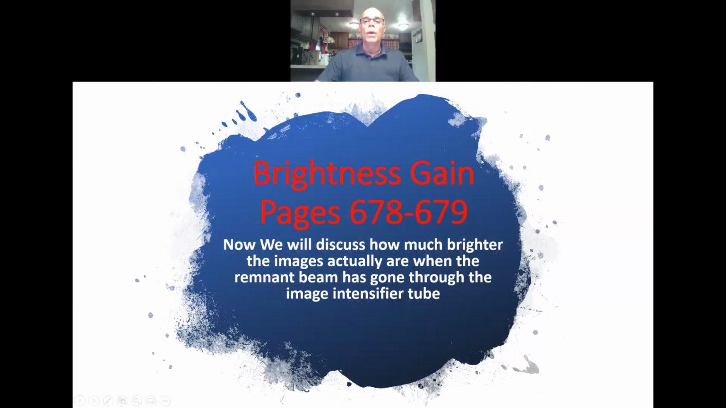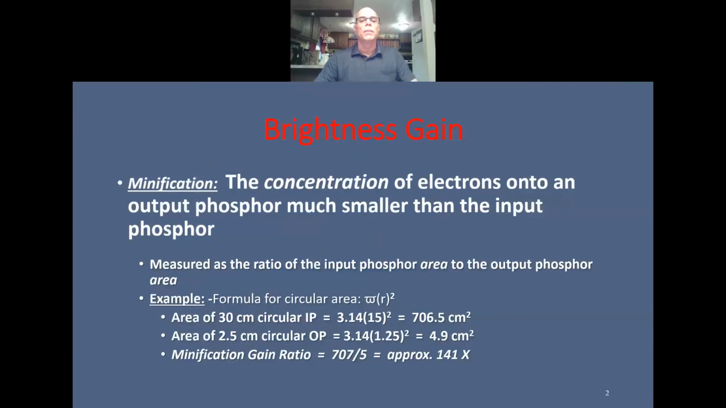So it's pulling those electrons really fast, and there's ways of measuring how much brightness we've actually gained. We already know about one of them called minification, but we'll refresh on that. So brightness gain, minification is one part of it, and it's the concentration of electrons onto an output phosphor much smaller than the input phosphor. Here's the calculations down here at the bottom, but minification simply tells us you're forcing something really large, giving it a lot more energy, and then pushing it through a much smaller 1-inch output phosphor. Okay, that's the minification gain.